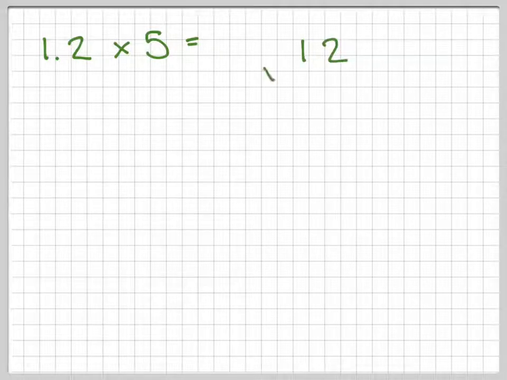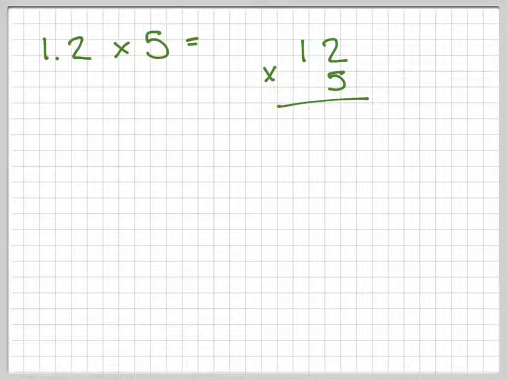Okay, so in this video we are going to be looking at multiplying decimals by a whole number and multiplying decimals by another decimal. So let's start with something reasonably simple. Let's go for 1.2 times 5. Now the easiest way to do this is to just take away the decimal and do a normal multiplication sum. So we're going to do 12 instead of 1.2 times 5. And we'll go through this together.